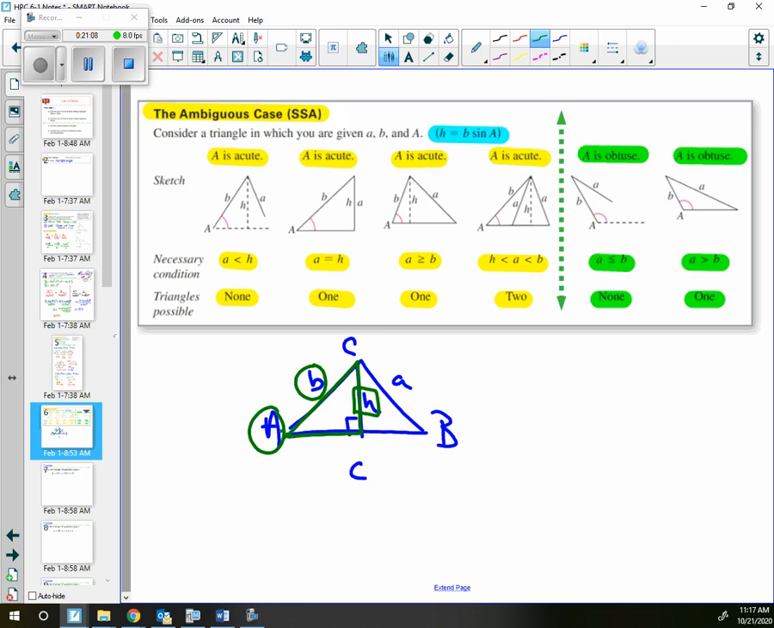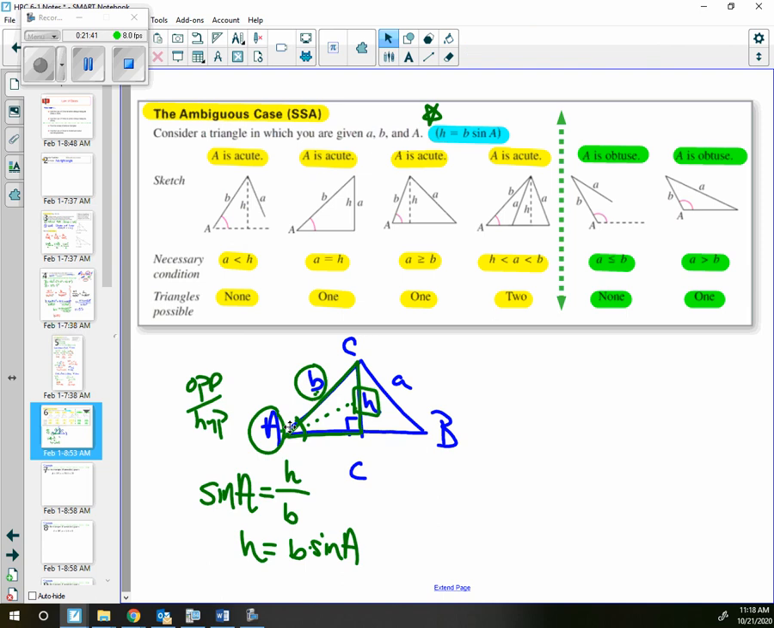Think about SOHCAHTOA in that right triangle. The H is the side that is opposite, and the B is the hypotenuse. So which trig ratio is opposite over hypotenuse? That's sine, right? So sine of angle A is equal to H over B. Solve that for H for me. So the height would be B times the sine of A. In other words, it's always sine of the angle times the other side, whatever those labels happen to be. You'll see that up on the top. That's how we calculate it, and again, the labels can change. It's sine of the angle times that other side.